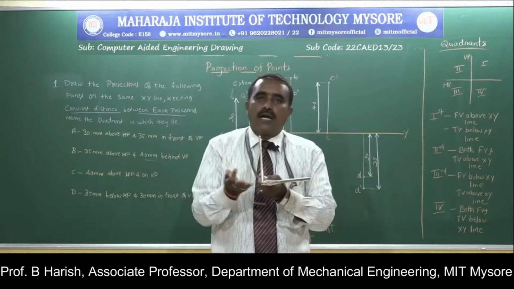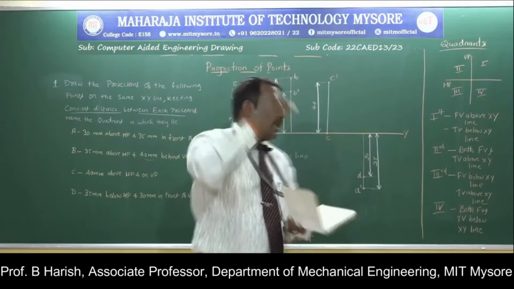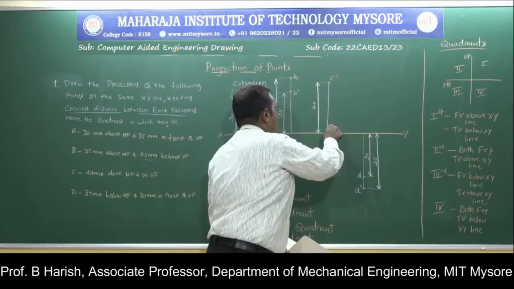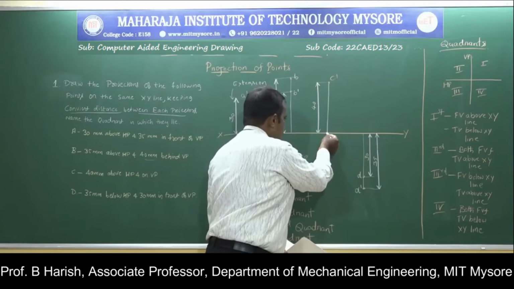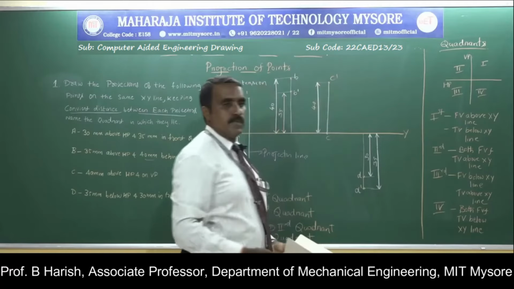It can be in front or it can be behind; that is not mentioned. But the projection will be on the XY line. So from here, you draw a vertical projector. This is the point, that is C, the top view, and this is C dash.